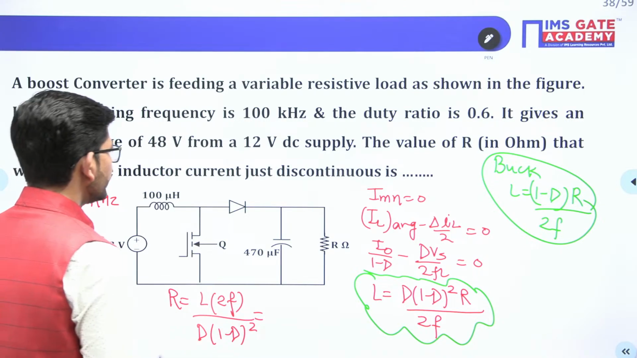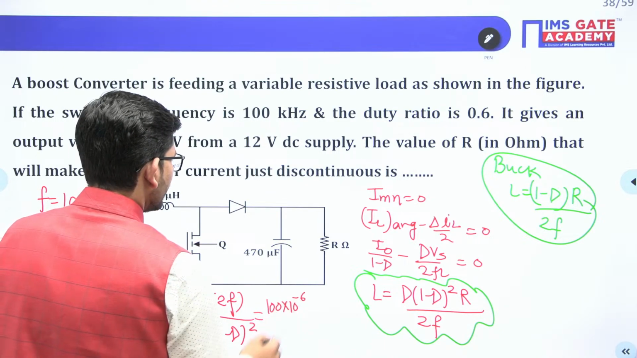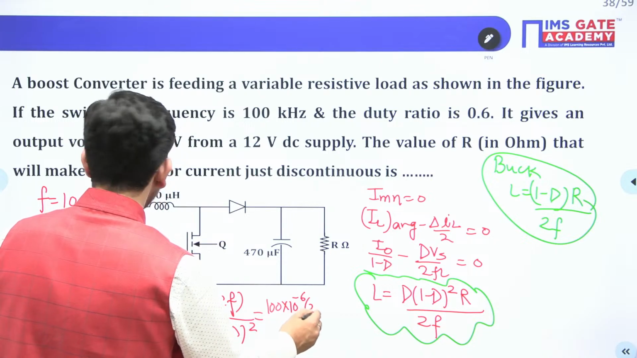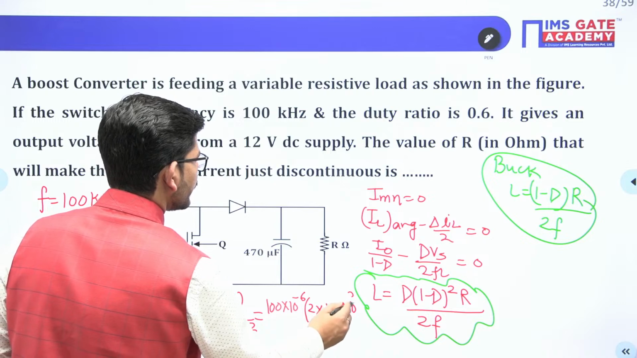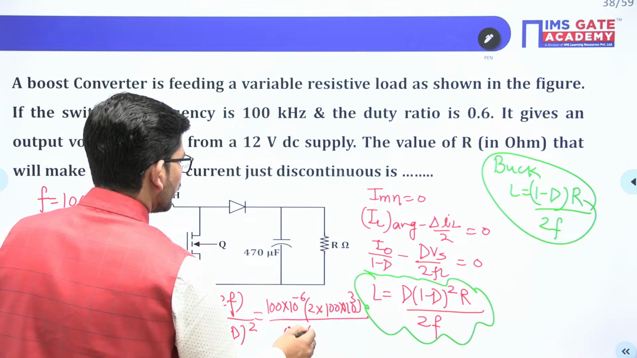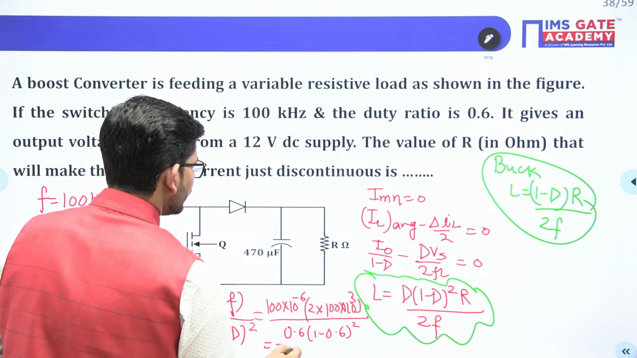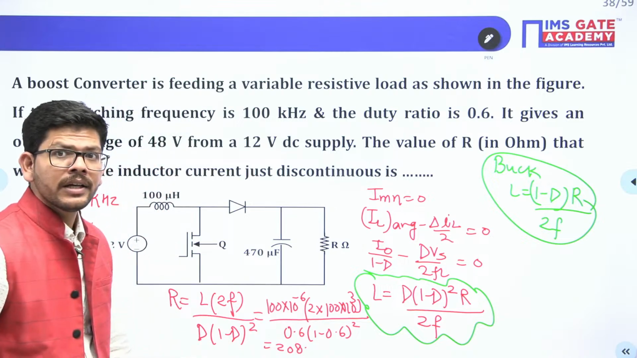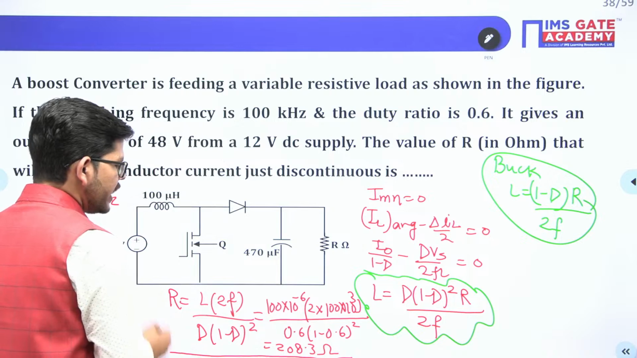So put the values. L is 100 microhenry. What is the value of F? F is 100 kilohertz, divided by D. What is D? 0.6, (1 minus 0.6) square. So you will get 208.3 as the answer. 208.3 ohm, that will be the answer.